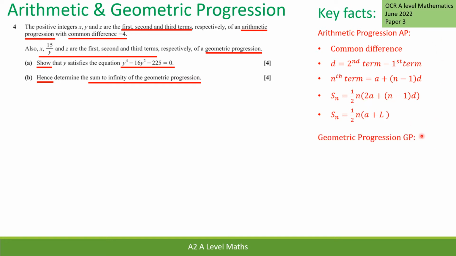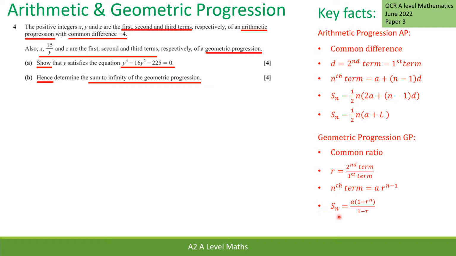For my geometric progression, we will be given a common ratio. And to find your common ratio, you have to do the second term divided by the first term, or again, any two terms next to each other divided by each other. So in this case, second divided by first, or it could be third divided by second term to give you your common ratio r. The nth term is given by a times r to the n minus 1.